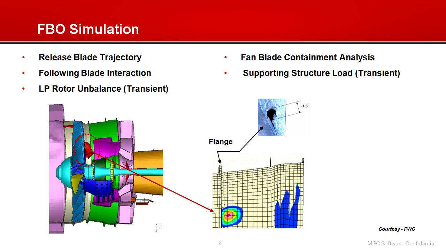As the blades are released and are impacted by surrounding structure, you can also predict the secondary impacts and the damages inside the engine. Again, here the simulation accurately predicted the area of the damage that had good correlation with the test data. And you can see the test versus the simulation.